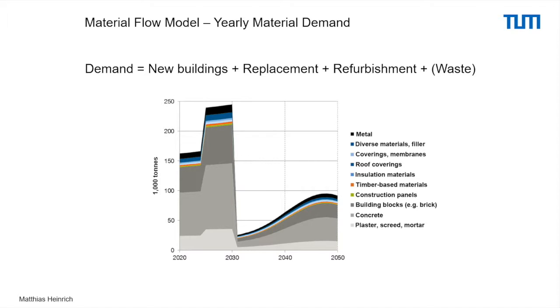And when doing the math, for example, the demand side, you can calculate based on the new buildings, the replacement buildings, and the refurbishment, which I'm not going to go into detail, plus the waste. So you can see on the left side of the graph, there's the huge material demand that is needed for construction in the case study area. And afterwards, there's a sharp drop because we just need material for the replacement buildings or refurbishment, which has a much lower magnitude than constructing a new city.